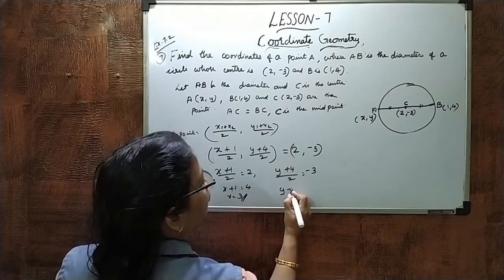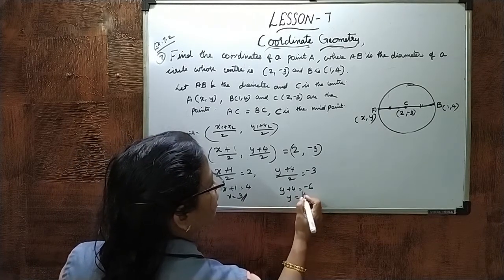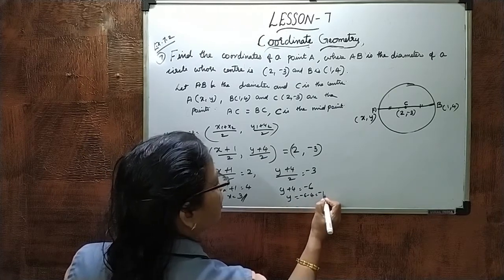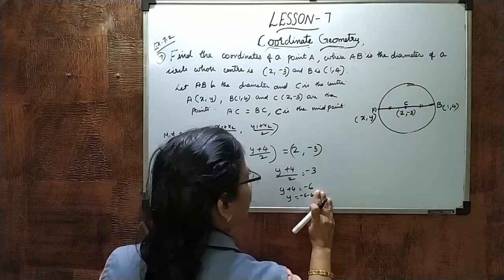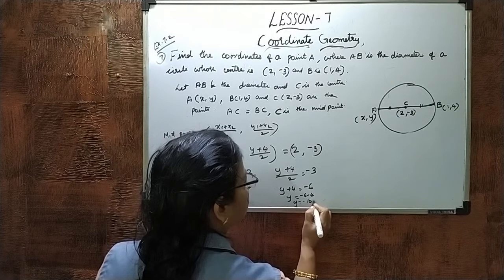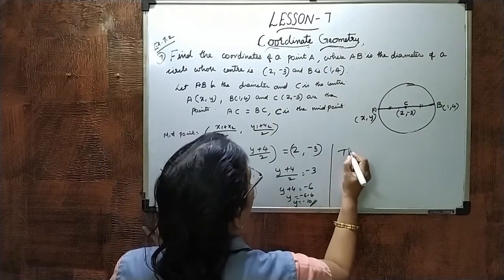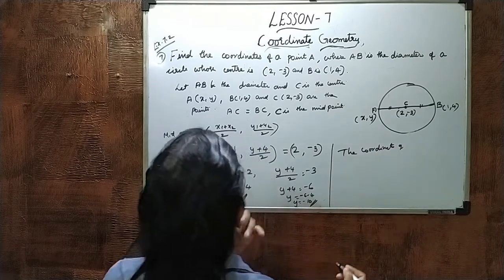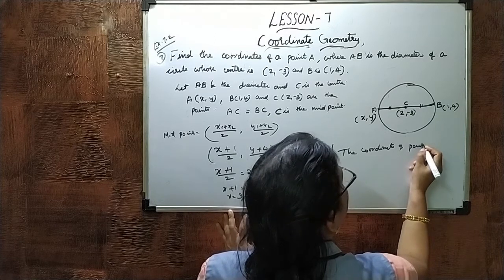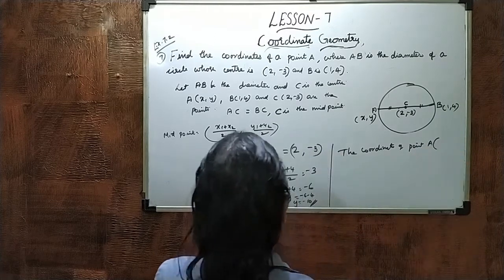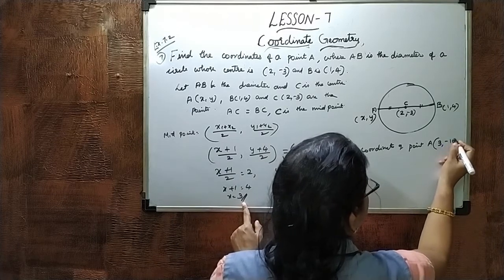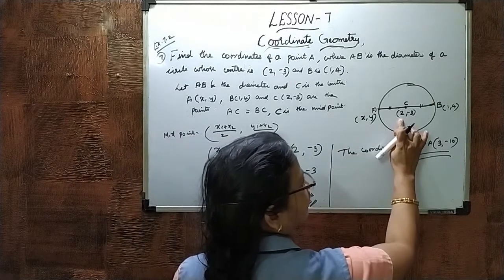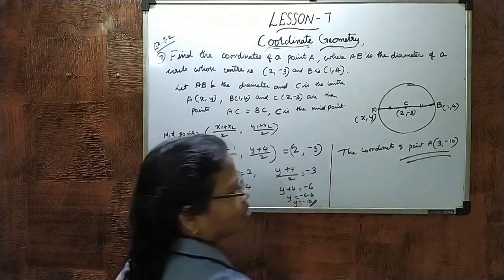Then y plus 4 equals negative 6. Y is equal to negative 6 minus 4. What will you get as the answer? It is negative 10. So y is equal to negative 10. So the coordinates of point A is 3, negative 10. We already got the middle point, so just apply this formula and you will get the answer.